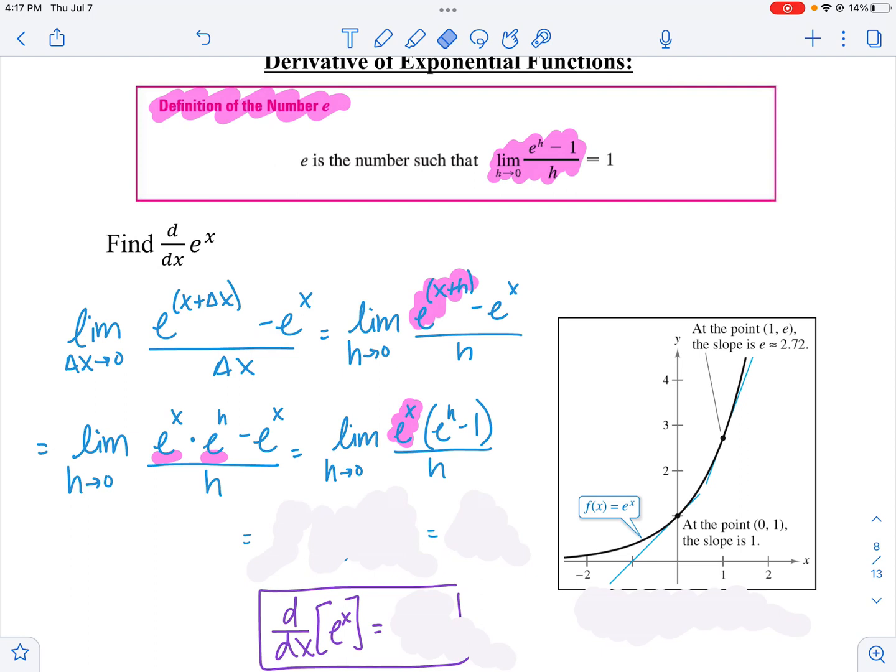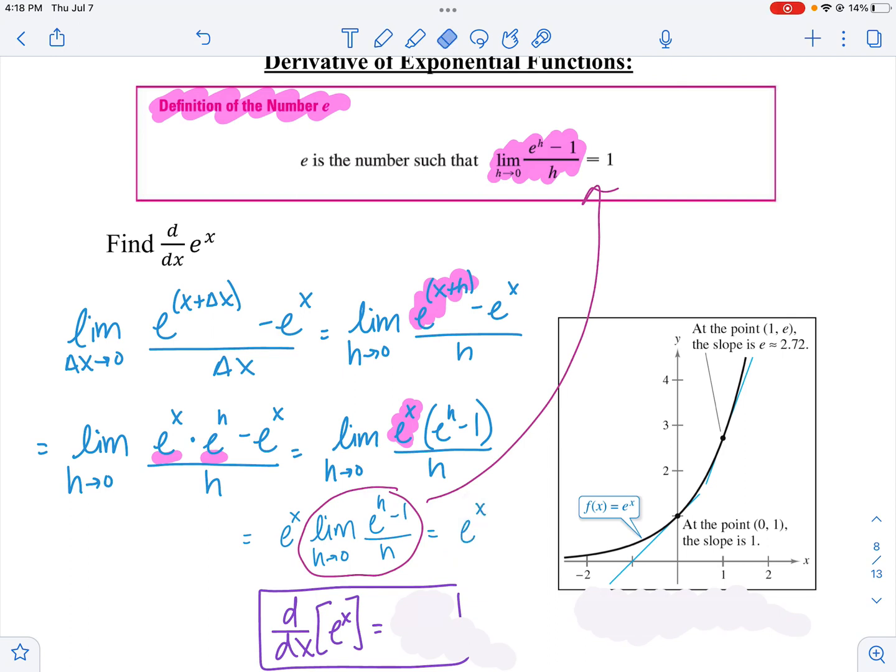So because it does not depend on h, I can factor that out, and that leaves me with the rest of the problem. The limit as h approaches 0 of (e to the h minus 1) over h. Oh, does that look familiar? Wasn't that our definition of the number e? And so if we know that definition and we know what that limit equals, we can simplify this problem a little bit more. That whole limit, remember, equals 1. So really what we have is e to the x times 1, or just e to the x.